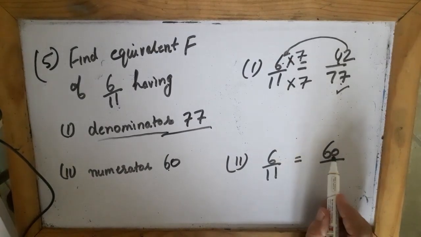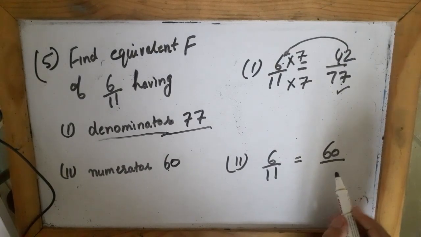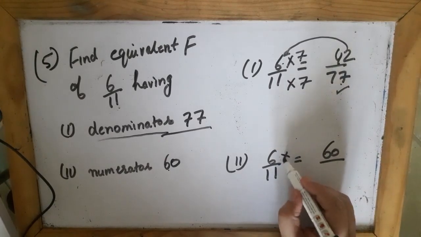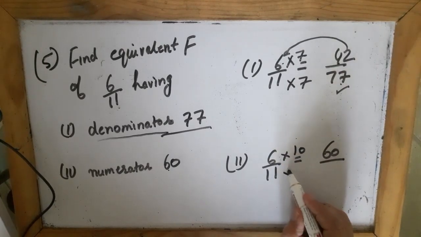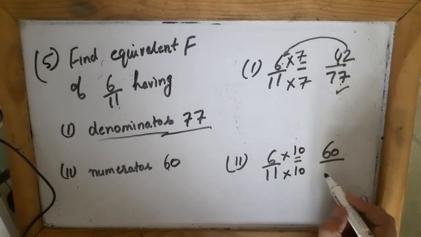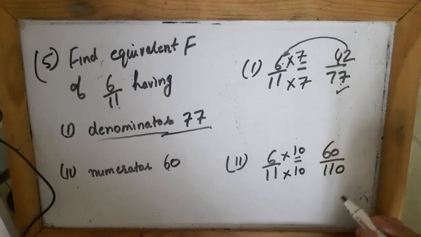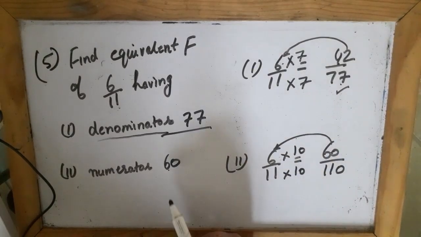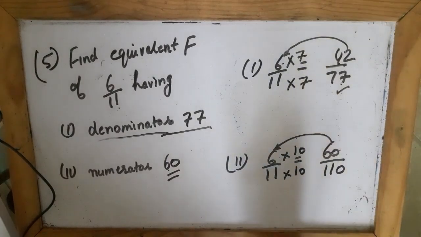Now here the numerator is given and I have to find the denominator. So I will see how 6 has become 60. So 6 10s are 60. It means 11 also I will multiply with 10 and I'll get 110. So this fraction is equivalent to this fraction with the numerator 60.